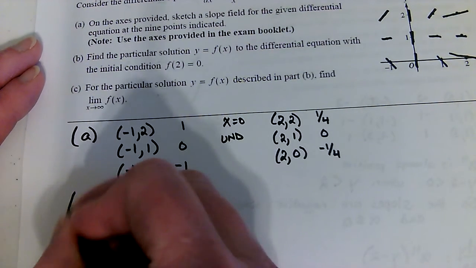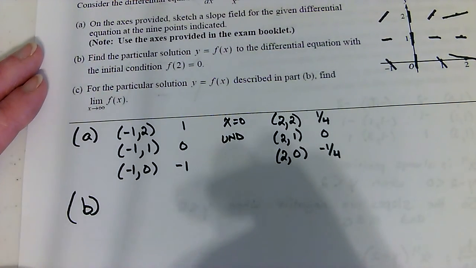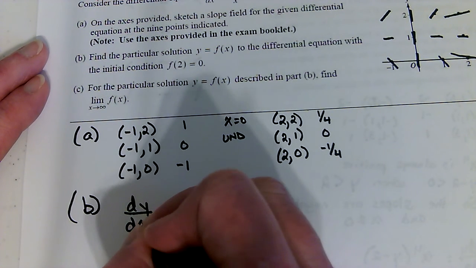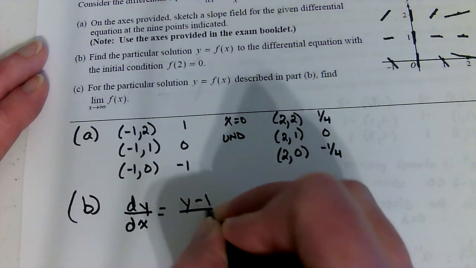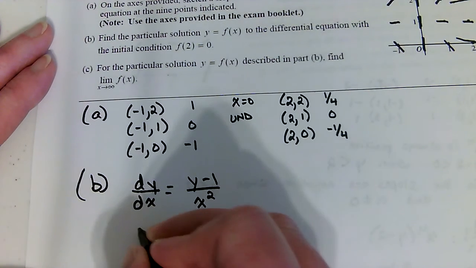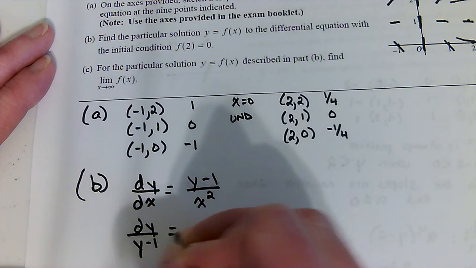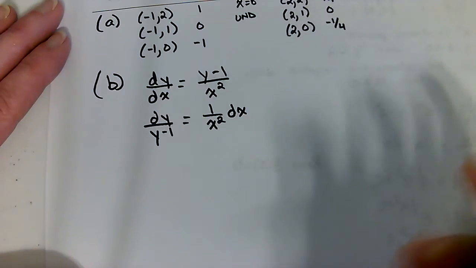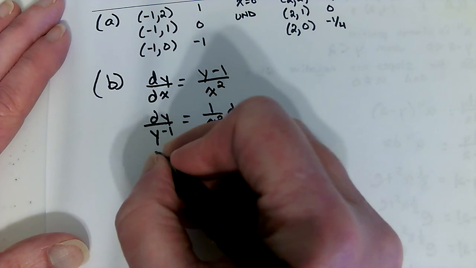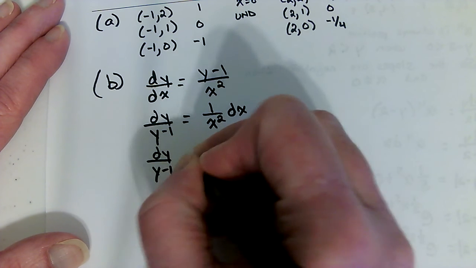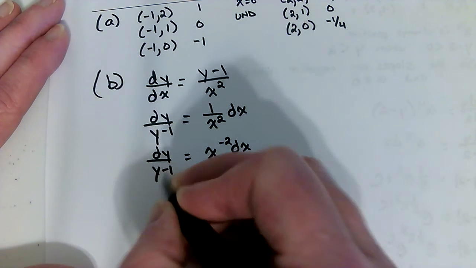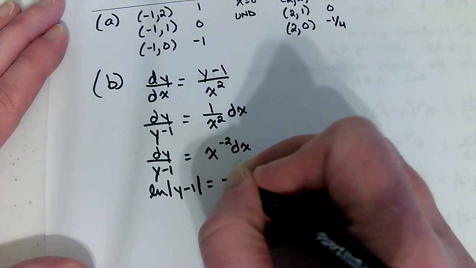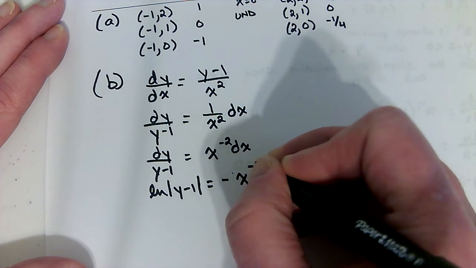Find the particular solution if f of 2 equals 0. Okay, so dy dx equals y minus 1 over x squared. dy over y minus 1 equals, this would be 1 over x squared dx. Natural log of y minus 1 equals negative x to the negative 1.